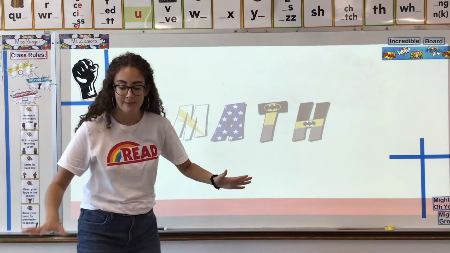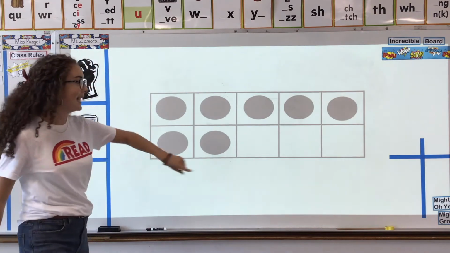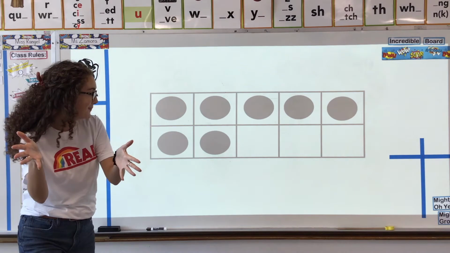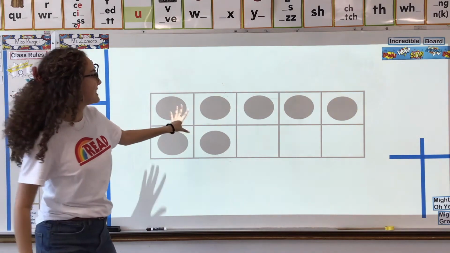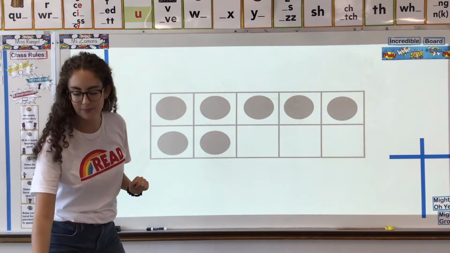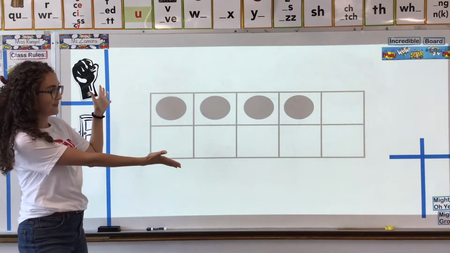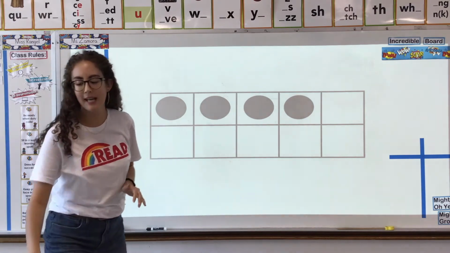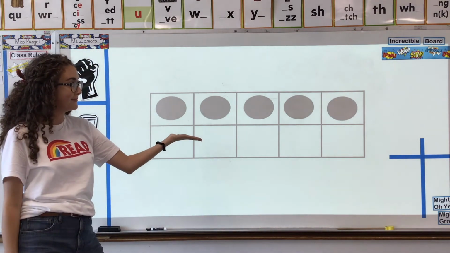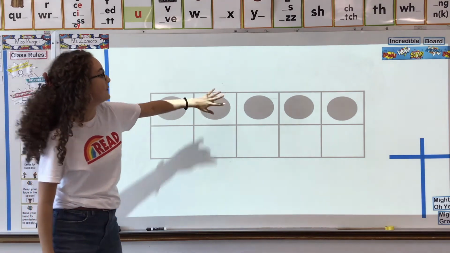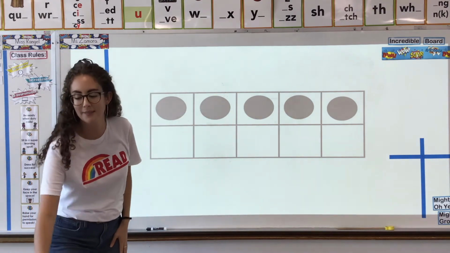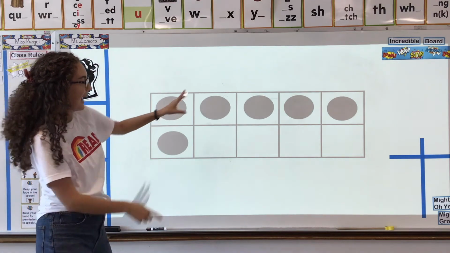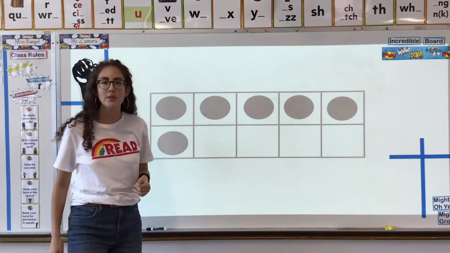Are you ready? Okay. Name the addition sentence that you see. Go. 7 plus 3 equals 10. Four plus 6 equals 10. 5 plus 5 equals 10. 6 plus 4 equals 10.